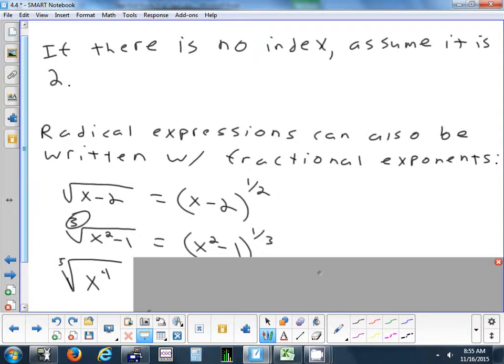Okay, what power would this be? It's a 5th root. It'd be to the, Justin? Oh, that's right. Can you say the question? How would you write this as a fractional exponent, fifth root?